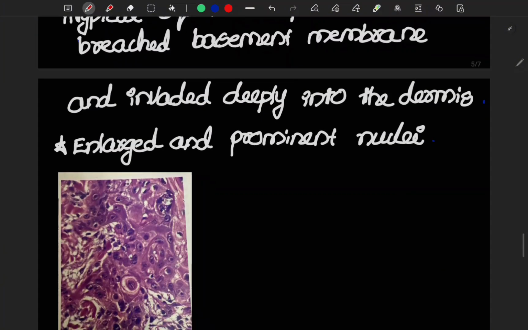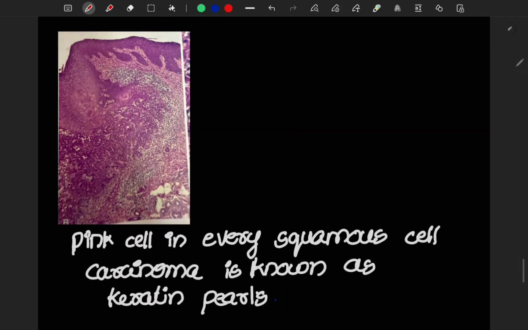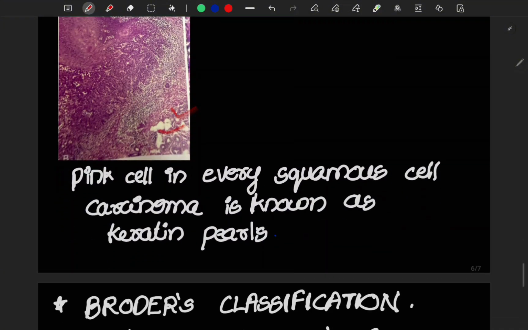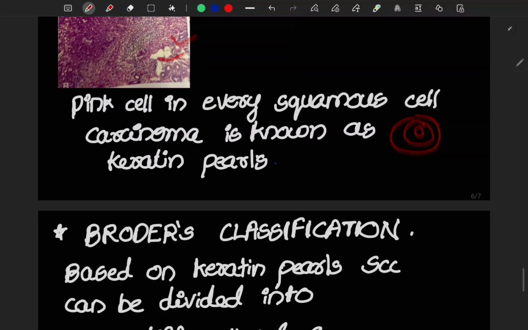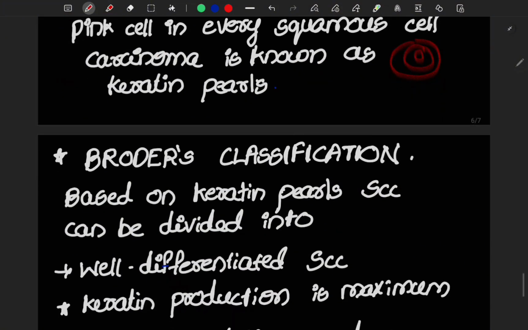If we look carefully, there are enlarged and prominent nucleoli. See, this is the picture in which the breach in the basement membrane can be well appreciated. We all know that keratin pearls are the characteristic feature of squamous cell carcinoma. The pink whorled structures in every squamous cell carcinoma are known as keratin pearls. Now there is a broader classification which is very important for NEET PG and INICET.